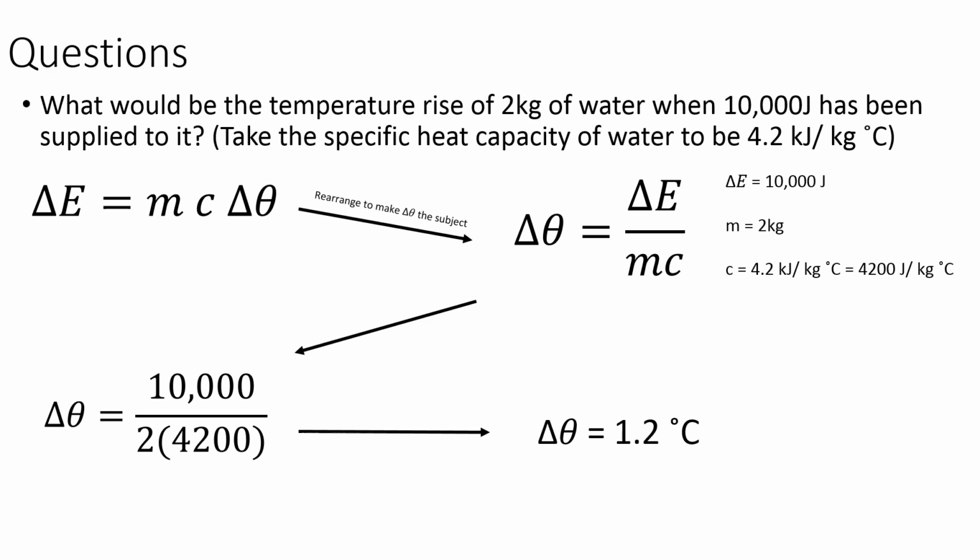Now this only gives us a rise of 1.2 degrees centigrade. Water actually has a very high specific heat capacity compared to a lot of other things, which may be surprising, but yeah. This results in a 1.2 degrees centigrade temperature change.